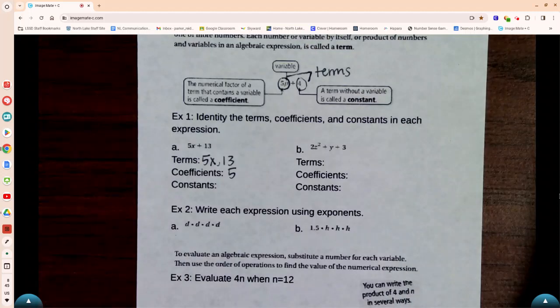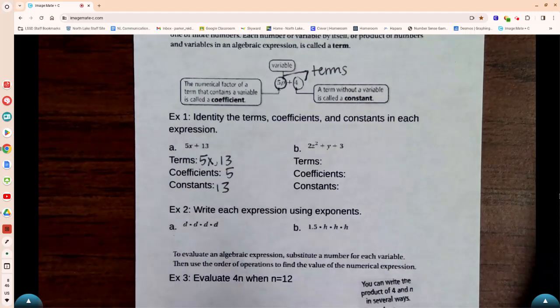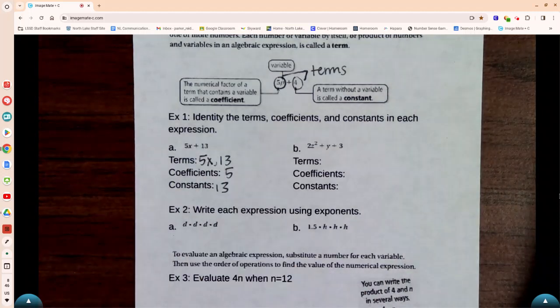And what is the constant? There is one constant in this expression. What is it? Farhan? 13. Correct, because it's a number all by itself. There's no x, y, z attached to that.